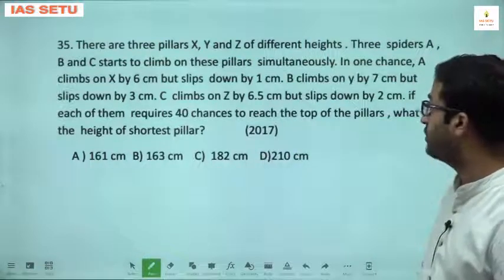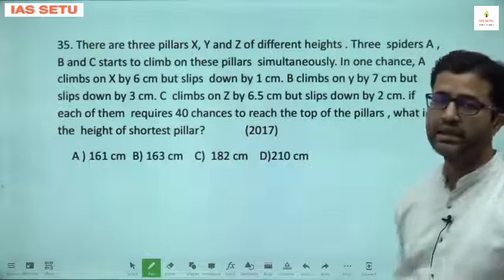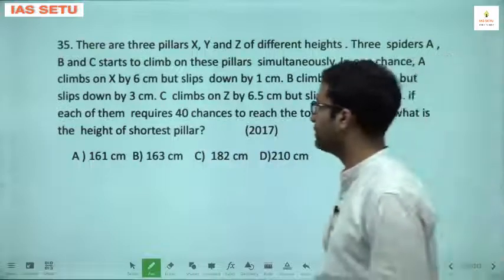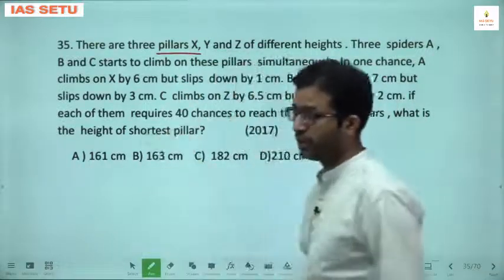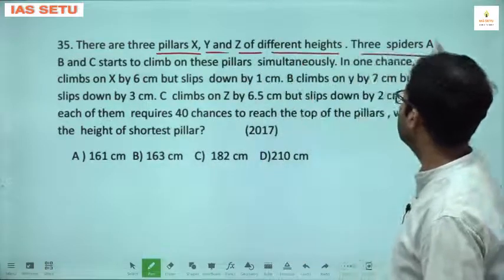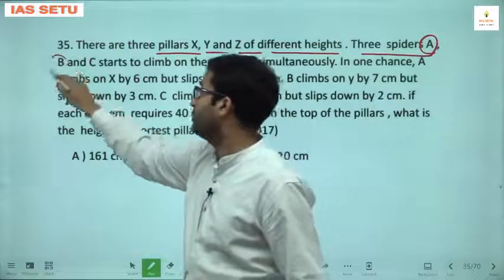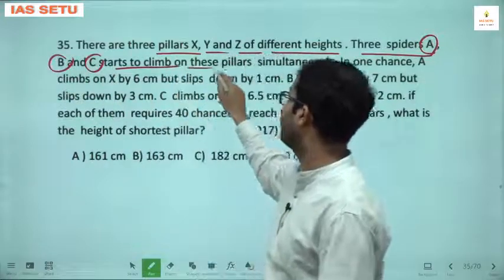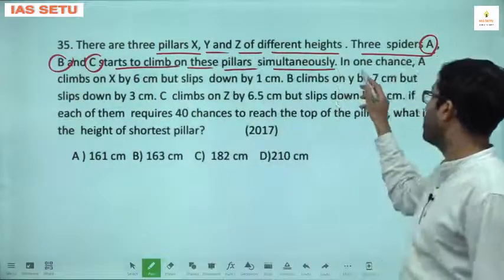Next is question number 35. Bit lengthy but not difficult. We can easily manage. There are 3 pillars X, Y, Z of different heights. 3 spiders A, B and C start to climb on these pillars simultaneously.